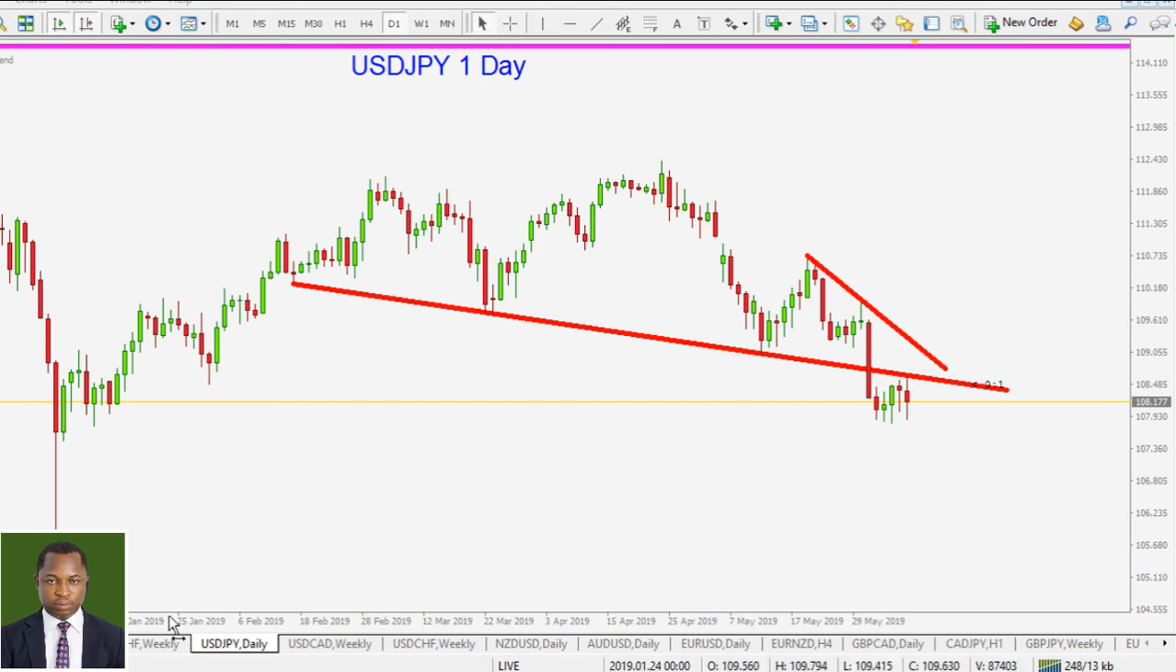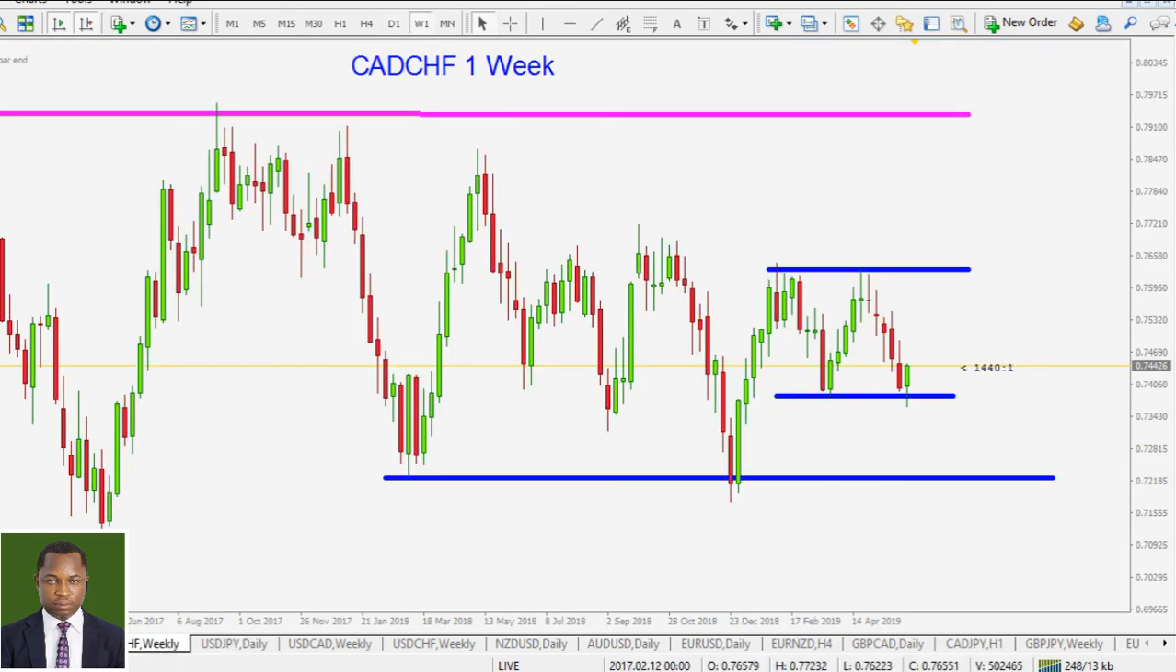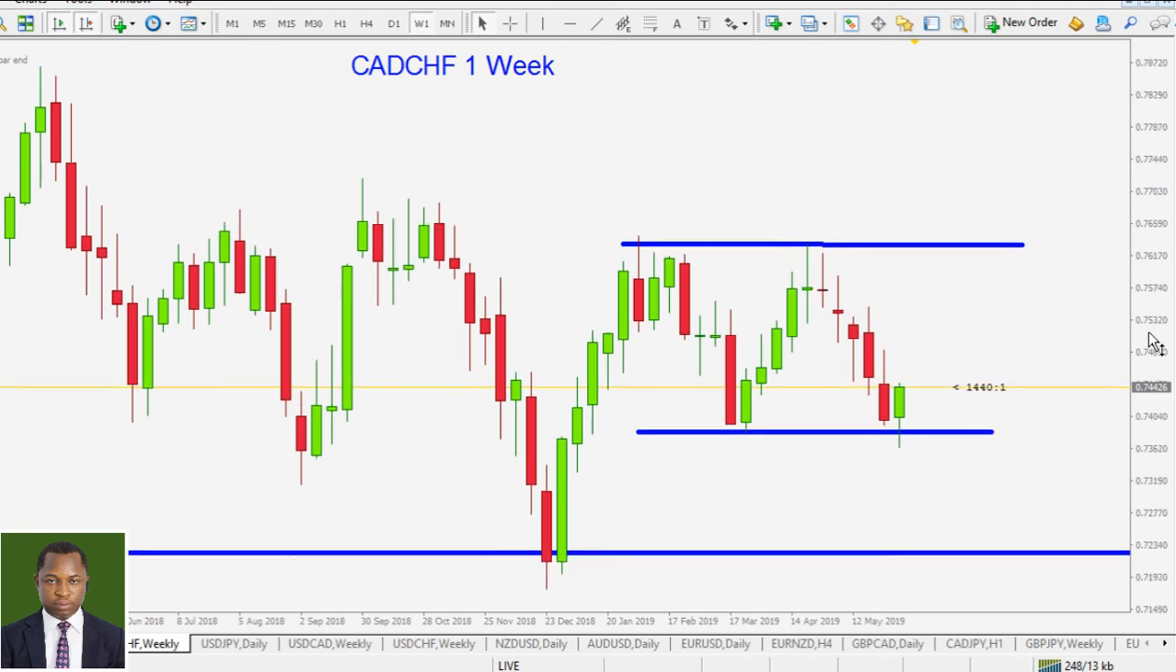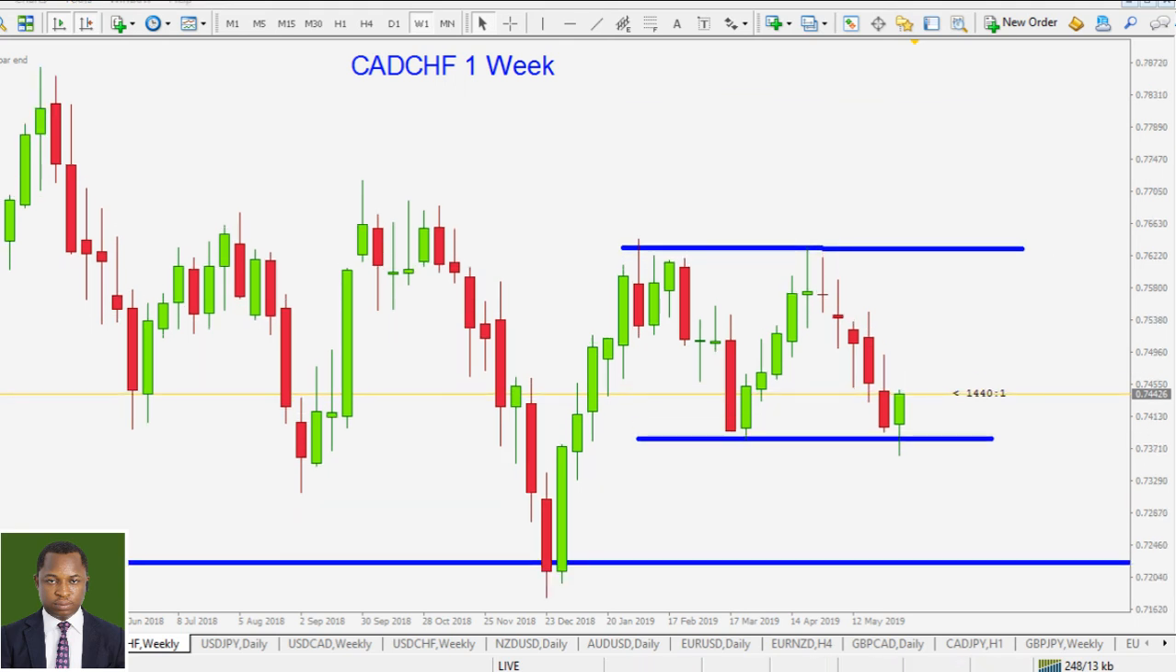All right, let's see the Canadian dollar against the Swiss franc in the weekly time frame. This is a nice bounce. All right, it's a nice bounce of that level of support. The directional bias should be to the upside. This is a very valid setup. It's something that we would have traded.